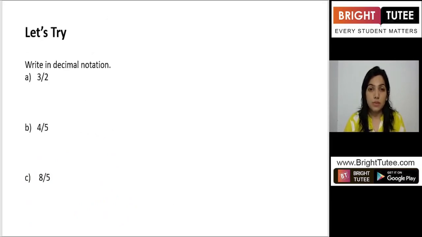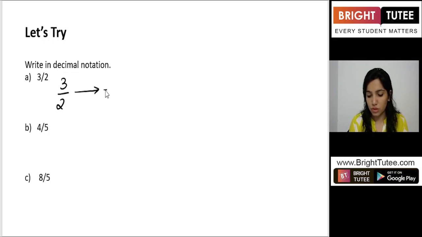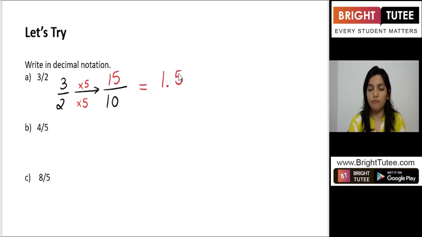So let us try these questions now. It says write in decimal notation. So the first fraction is given as 3 over 2. Clearly 2 is not 10, right? So we need to convert this 2 into 10. So how can we do? For 3 over 2, we need to convert it into a fraction with the denominator 10. So what do we do? We multiply the numerator and denominator by 5. And here it comes 15. How can we write 15 over 10? 15 over 10 is written as 1.5.